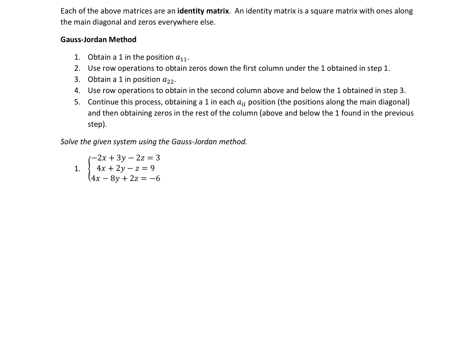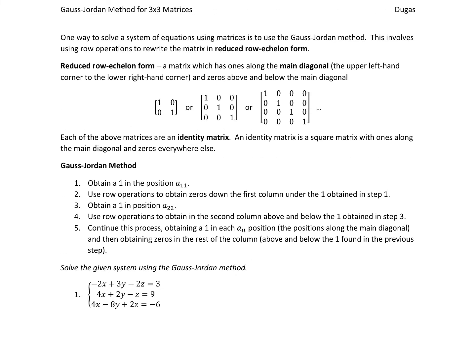So here is the method. The first thing you want to do once you write your matrix from your system of equations is to obtain a 1 in the upper left-hand corner, or in position A11. Then A11, A22, A33, all of those are going to end up with 1s. But what you want to do is work down each column. So you'll start with the first column and you'll get a 1 in the top left-hand position.